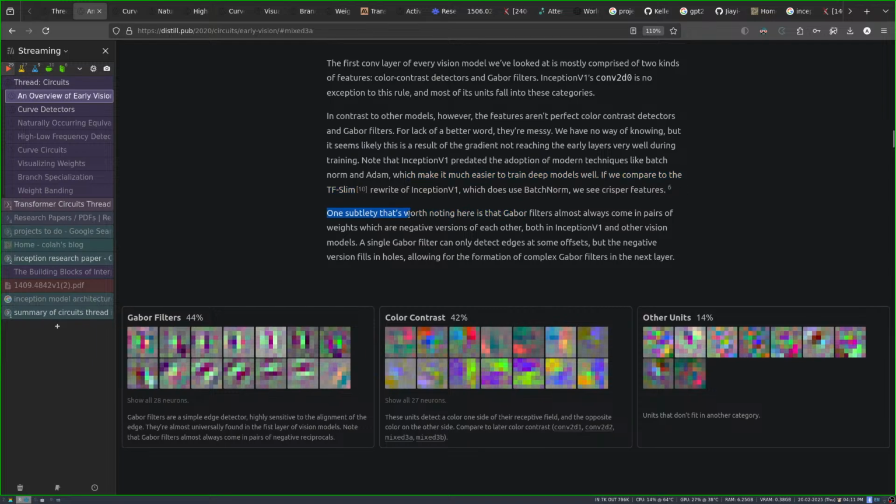One subtlety that's worth noting here is that the Gabor filters almost always come in pairs of weights which are negative versions of each other. Okay. Fills in holes, allowing for the information.